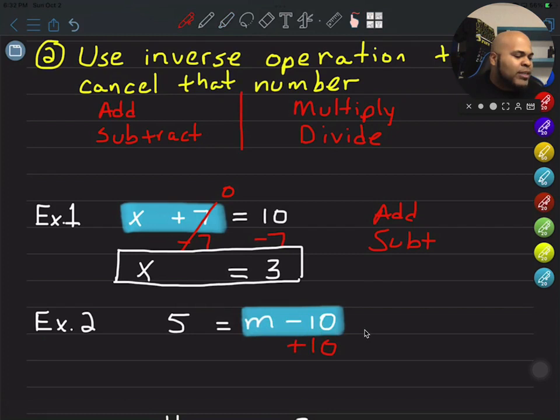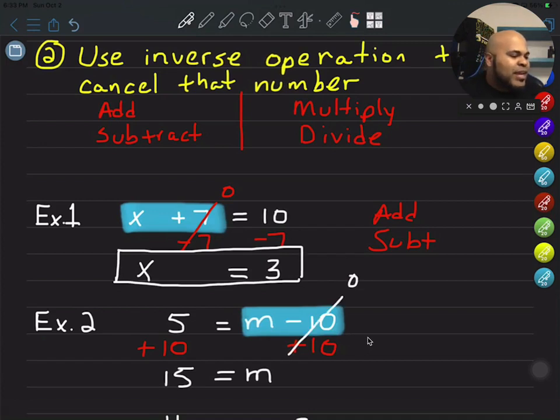And what I do on one side, I better do on the other so that I keep my equation balanced. Sorry, so the equal sign stays aligned right here. And then 5 plus 10, when I simplify, it just gives me 15. The m comes down. You just bring it down because there's nothing to simplify with that. And then negative 10 plus 10 gives me 0.